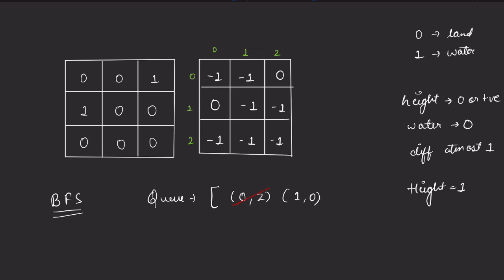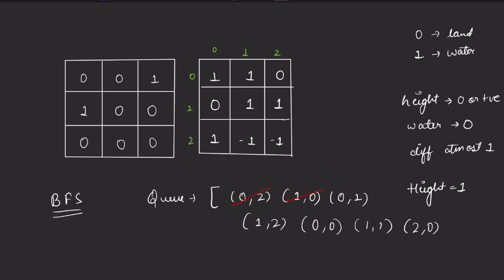So whenever you are considering a particular cell, first you should check that it is -1. If it is not -1, then we won't consider it. Now when we take this 0, 2 out, its adjacent cells will be these two. So we will give the height as 1 and then push them into the queue. So we put 0, 1 and then 1, 2. Then we will take this 1, 0 out. Its adjacent cells are these three. So we will give a height of 1 to these three, and then push them into the queue: 0, 0, 1, 1 and then 2, 0.